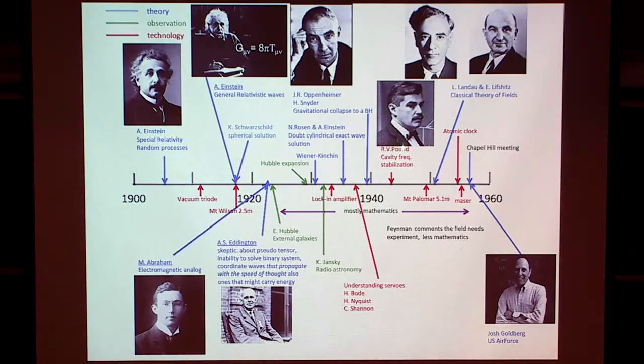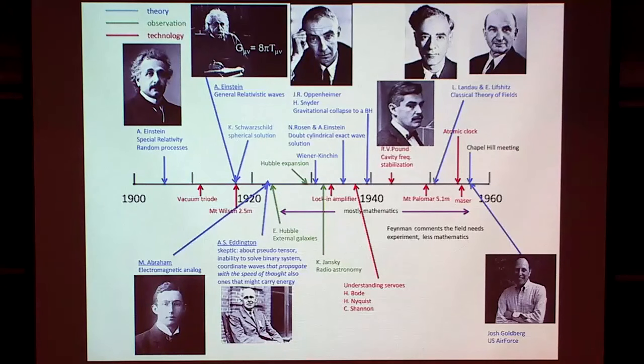And then here is the business of stabilizing cavities, stabilizing klystrons or oscillators with cavities. And here is, let's say, the maser, for example, and the atomic clock. These are all developments that happened in this period. But all during that time, there was a tremendous oscillation of whether one believed in gravitational waves or not.